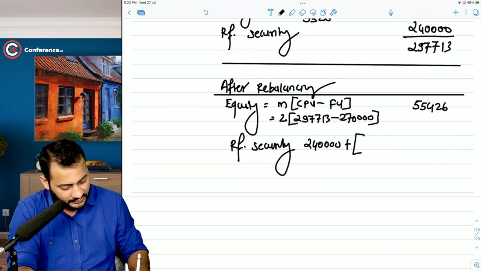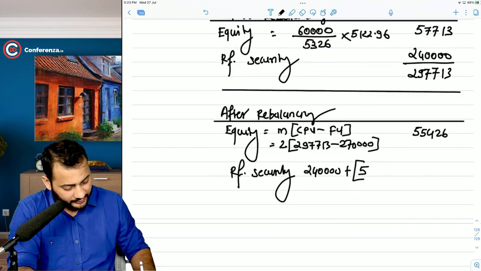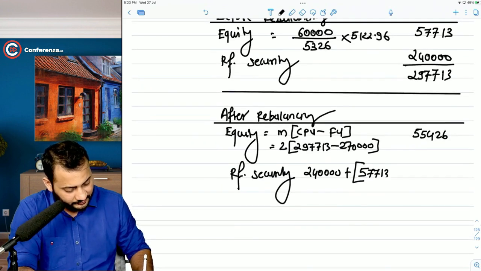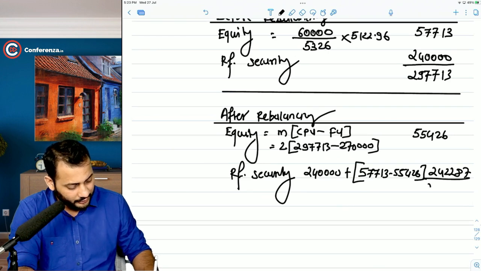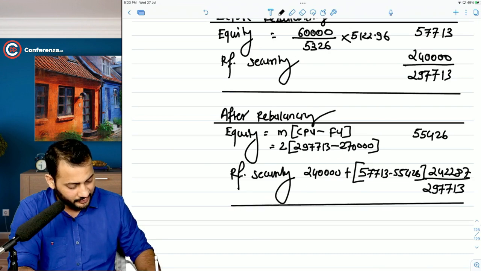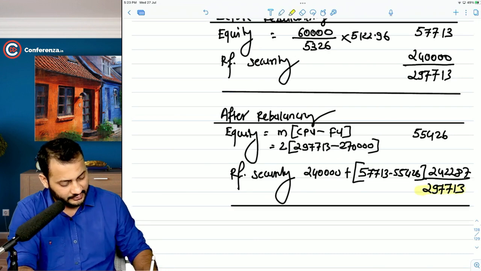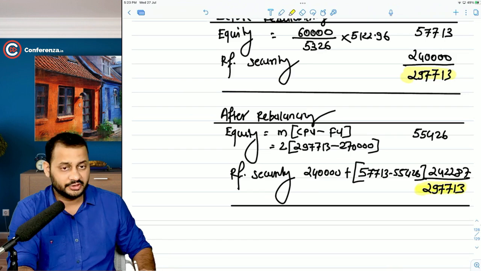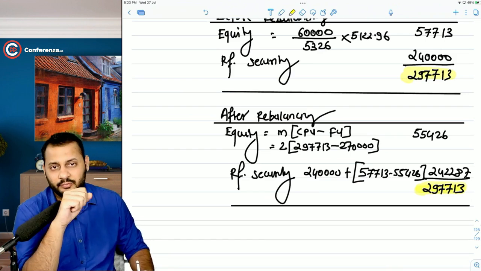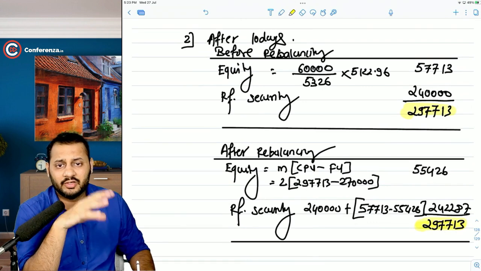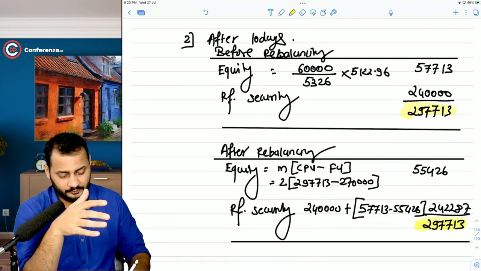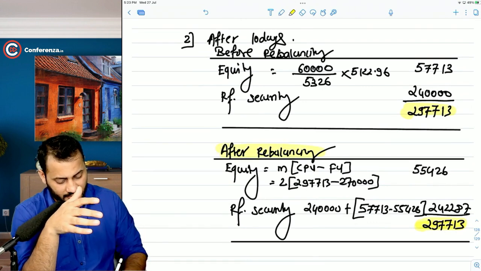So it will be 2,42,287. Ultimately, your total portfolio value will remain the same. It will not change after rebalancing. Understand the difference. This is not changing. The change is in the equity and the risk-free component. Now, whatever we have done, this is called rebalancing.